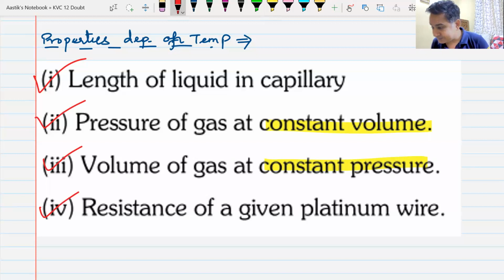Resistance of a wire. If you increase the temperature of a wire, platinum wire or any wire, the resistance of the wire changes, and that property of change of resistance can be used to create a temperature scale or a thermometer. Do we understand this? So every thermometer or every temperature scale that we have will depend on any one of the properties listed on your screen right now. Do we understand this? Yes, sir.